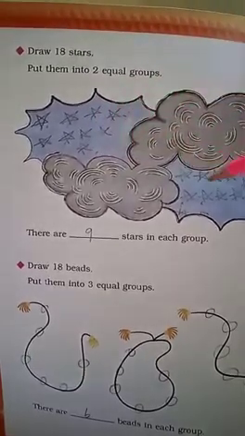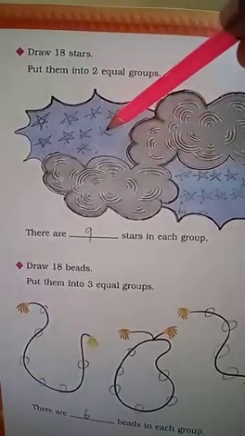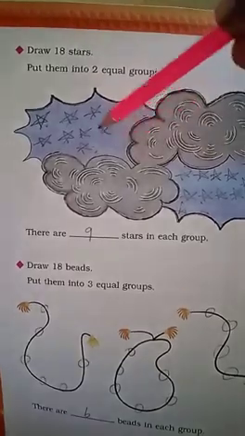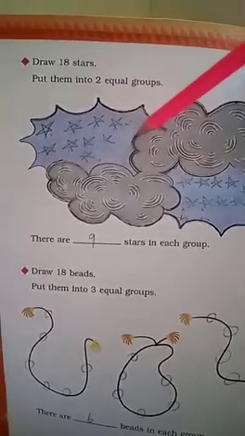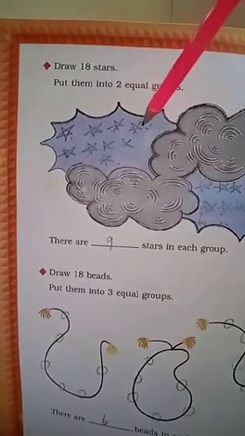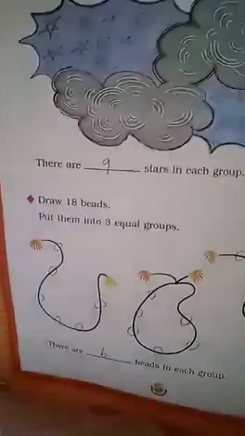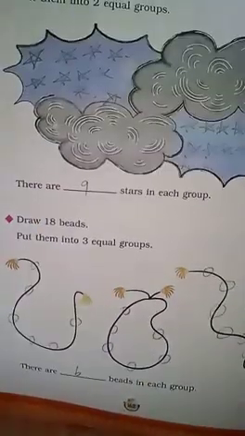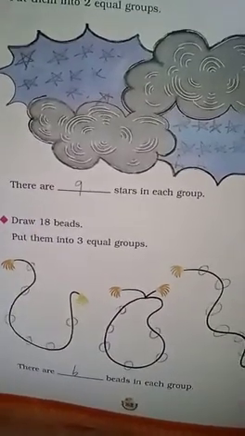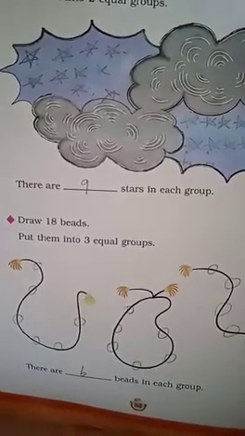Here 1, 1, 6, 6, 12. Next one more star: 7, 7, 14. One more star: 8, 8, 16. One more star, so we get 9, 9. So we have 9 in each group.